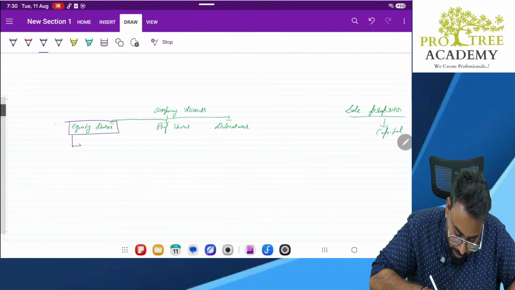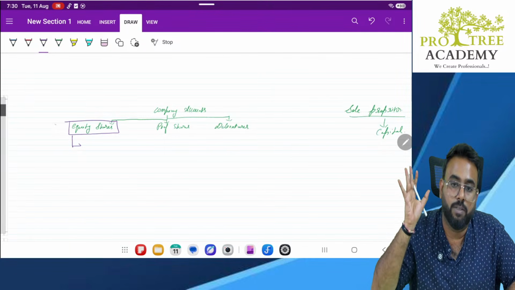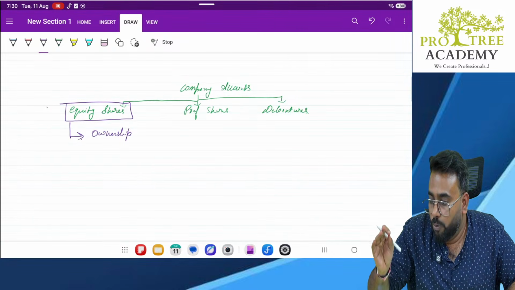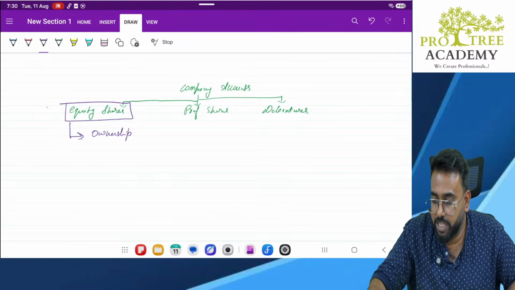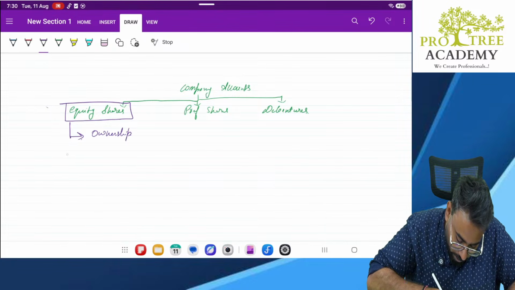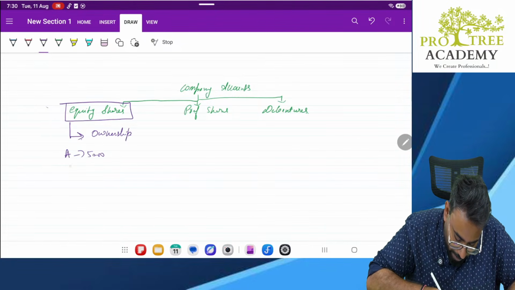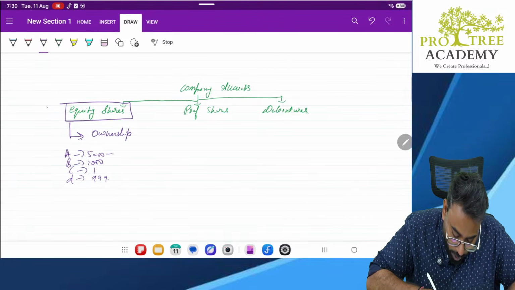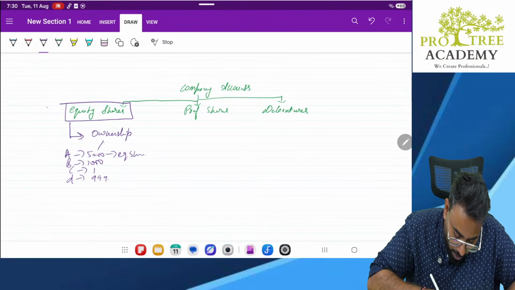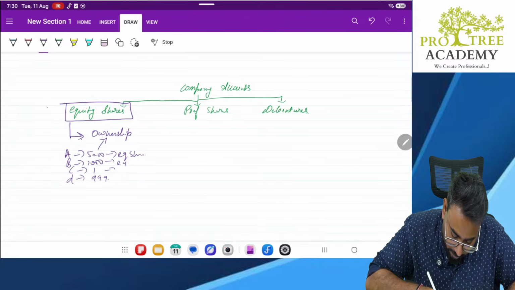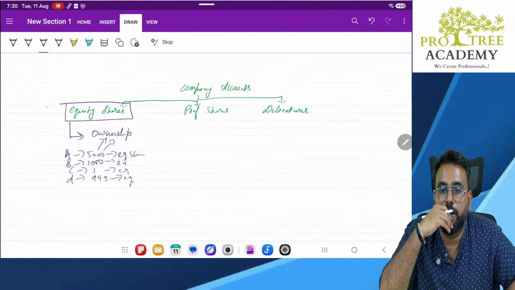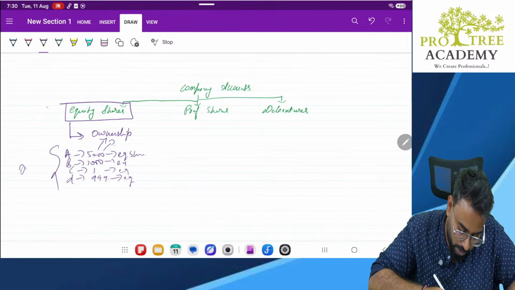Which is showing us the ownership. Equity shares means ownership. So those who have equity shares are called owners of the company. Suppose A has 5,000 shares, B has 1,000 shares, C has 1 share, D has 999 shares. If all these shares are equity shares, then all are owners of the company. Clear? All these people are called owners.